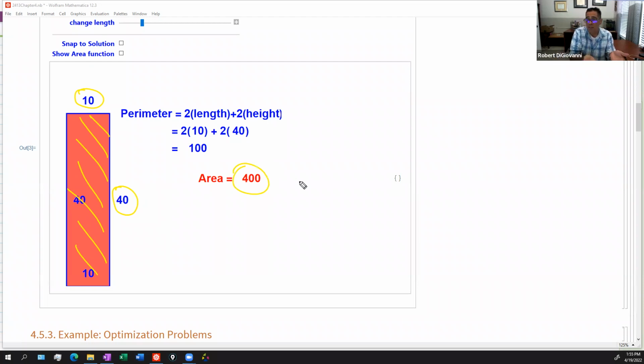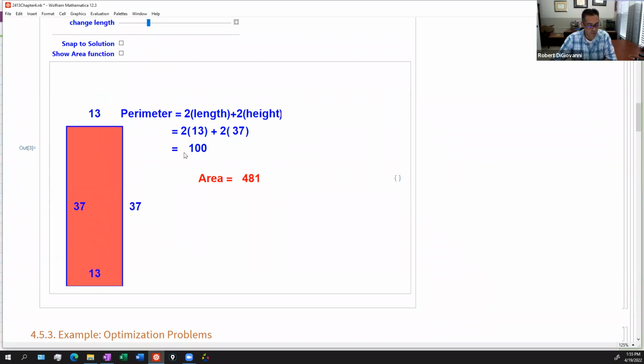So that's one scenario, right? Let me change it though, and let's see what happens. If I change it to 13 by 37, if you add these up around the outside, you'll still get 100. But now look at your area. It's gone up, hasn't it?